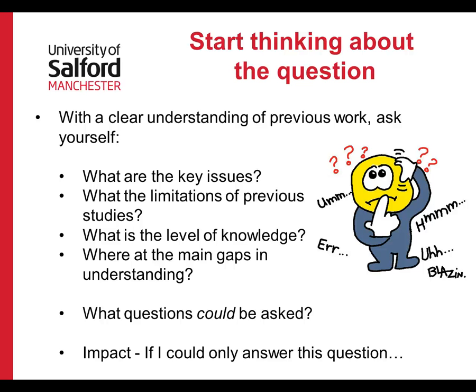Firstly, what are the key issues in this particular field? Secondly, although there will have been previous research, there's always limitations with research, and you need to start thinking about identifying the limitations of previous studies and how those limitations could lead to gaps in knowledge and potentially question the validity of the conclusions of those previous papers. As we spoke about in the previous slides, you also need to think about the level of knowledge. Is there just descriptive or correlational studies, or already a lot of level 3 cause and effect type studies?